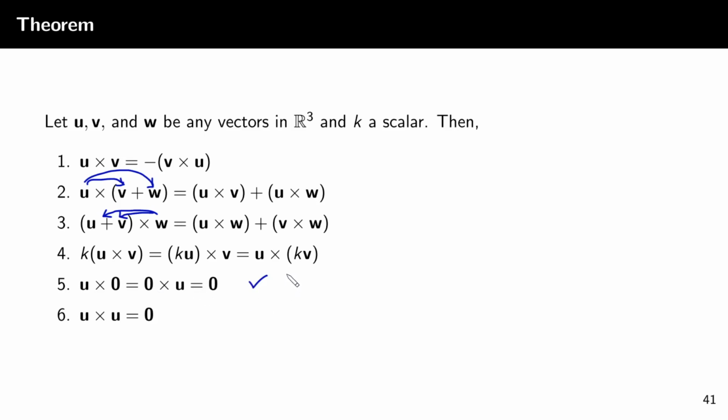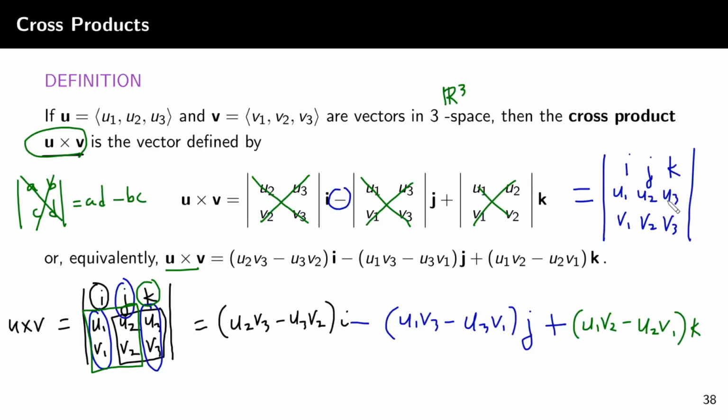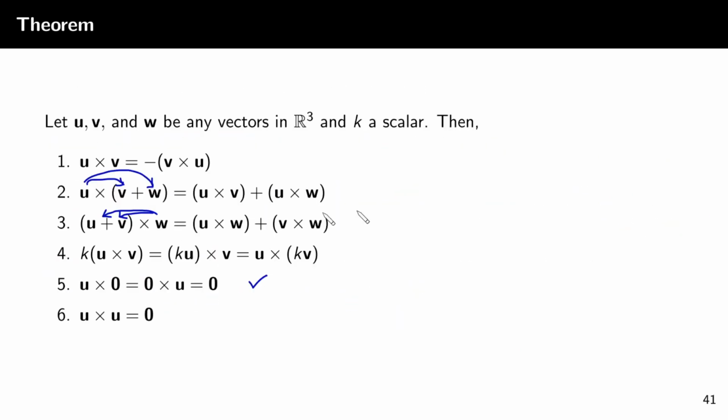Or the 3x3 matrix that we used earlier. Okay. Also number 6. You can try to prove this on your own. U cross u is equal to 0. What will happen here is, since we are cross multiplying the same u, the second row and third row are the same. And as a consequence of that, the components of the resulting vector will all be 0.